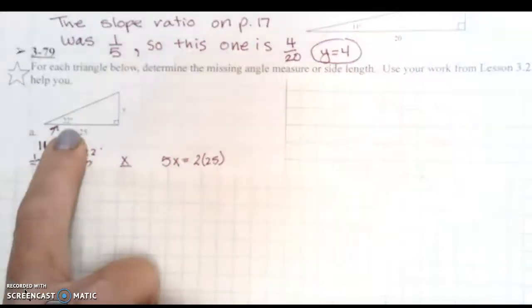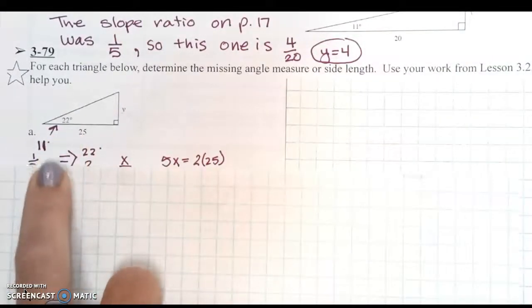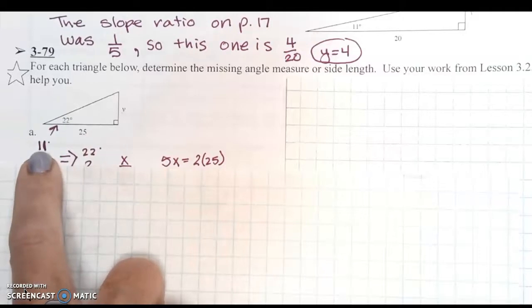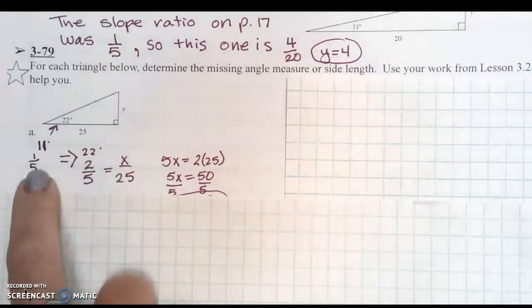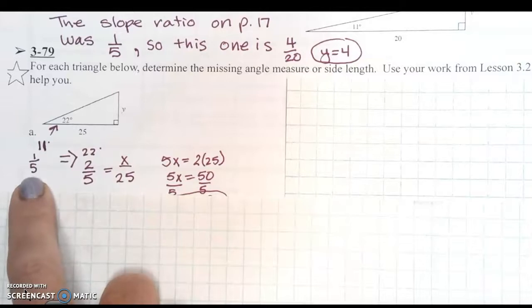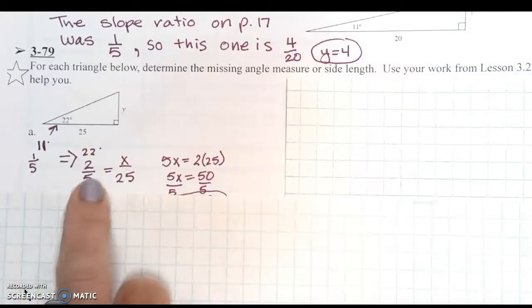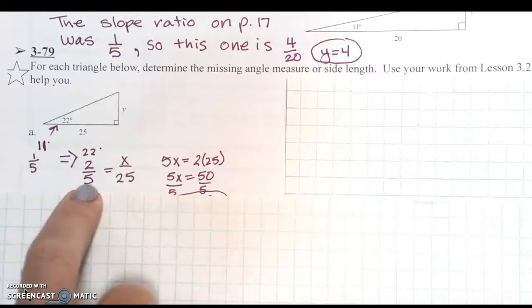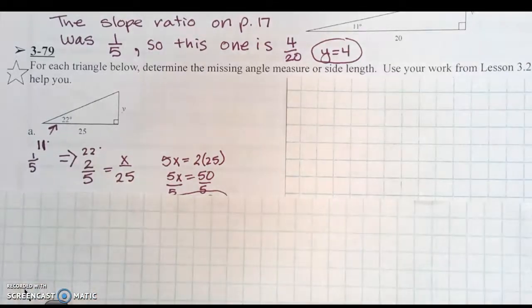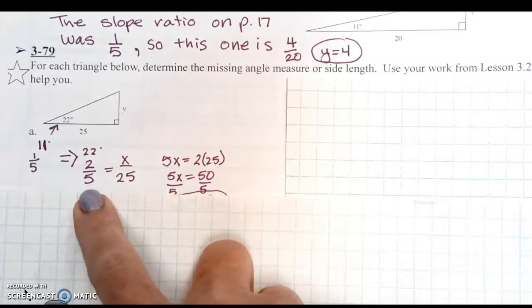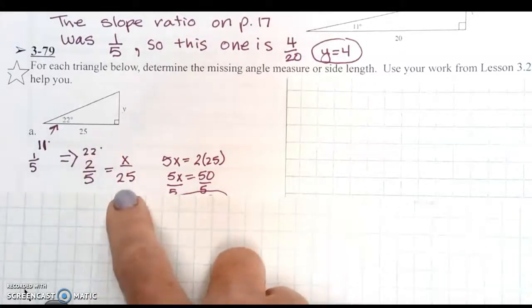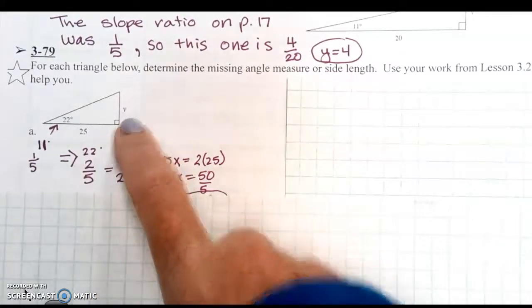We have an angle measure in here of 22. If we had the 11, like we just saw in problem 78, 22 is double, okay? So instead of 1/5, we're going to use 2/5 because we're going to double it. We're going to multiply by 2, okay? So our slope ratio is going to be 2/5. We know this side is 25. We want to solve for this side over here.